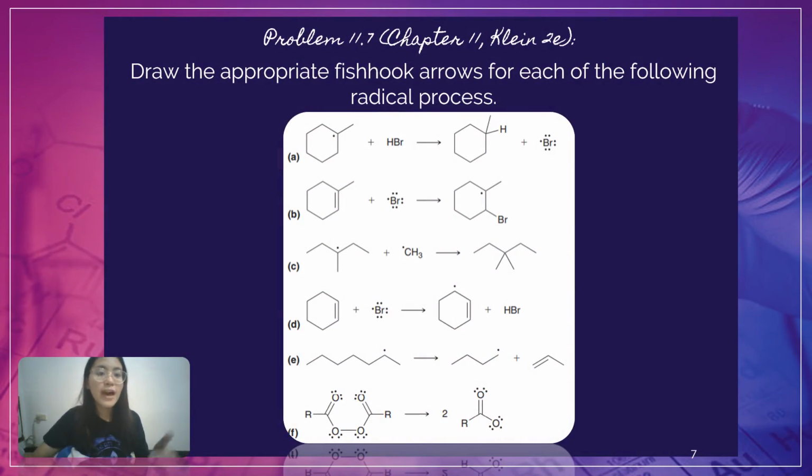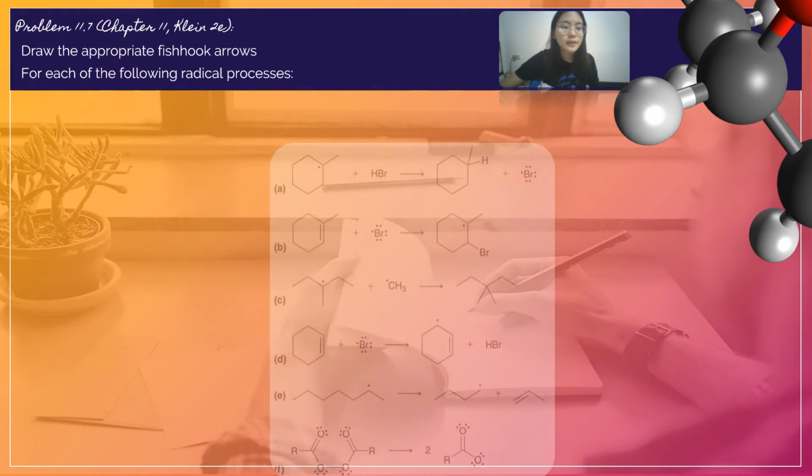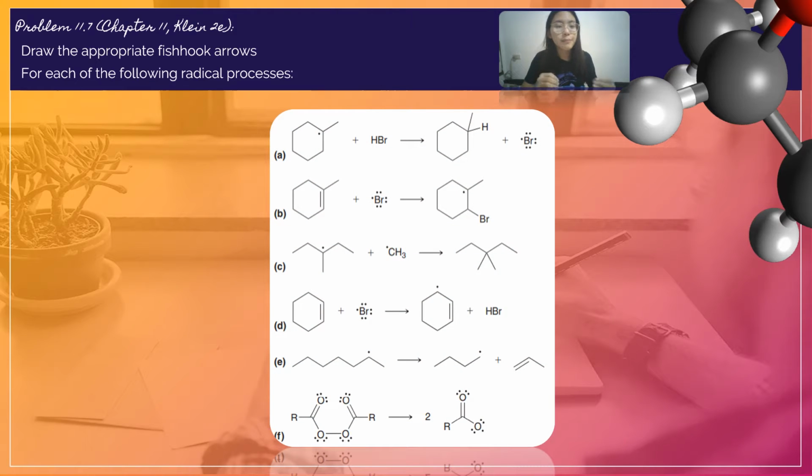Let us now have our very first problem, which is problem 11.7. It asks us to draw the appropriate fishhook arrows for each of the following radical processes. The processes are shown here in this image. This problem is one of the basic concepts that we need to comprehend if we are going to take on complex mechanisms regarding radicals. We will then try to solve for each of the given reactions.